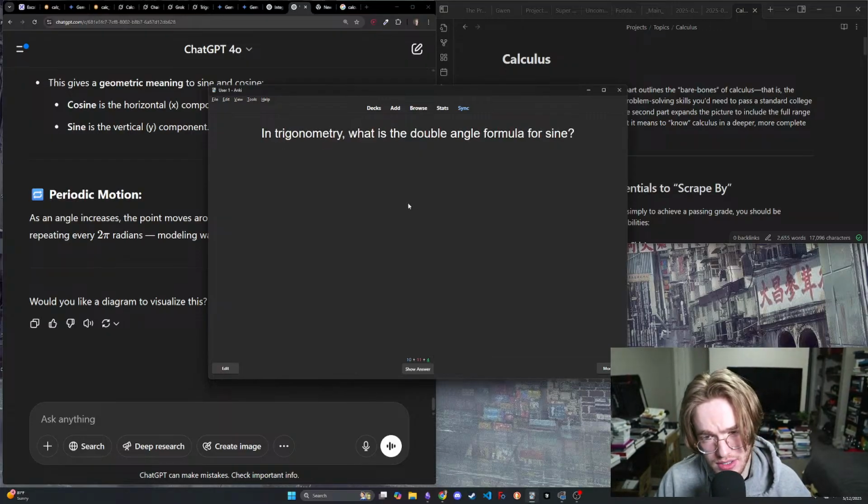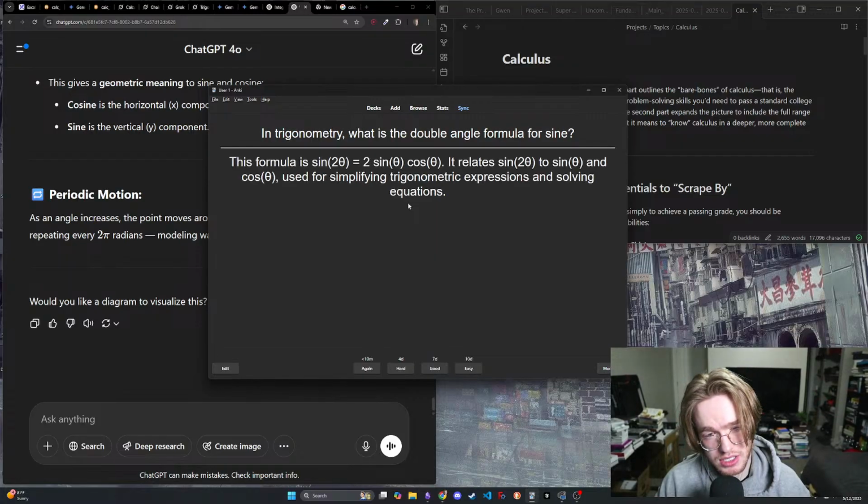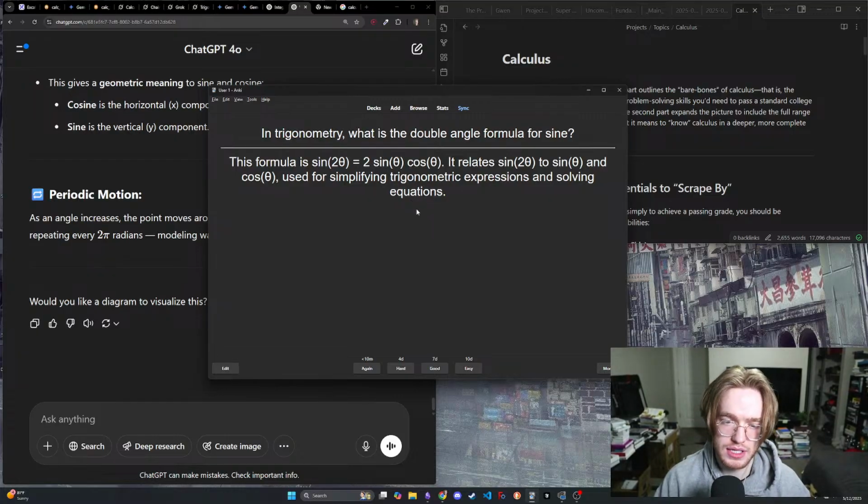What is the double angle formula for sine? I think it's sine of 2, or let's see, okay. So sine squared of theta is equal to 2 times cosine times sine. Okay, so that was incorrect. So sine of 2 times theta is equal to 2 times sine of theta times cosine of theta.